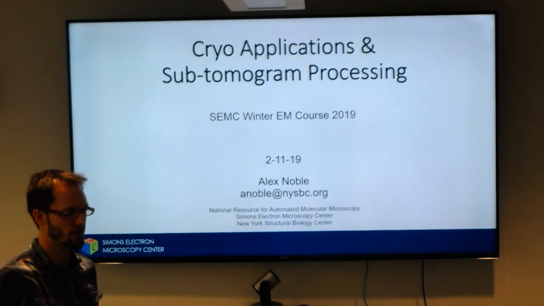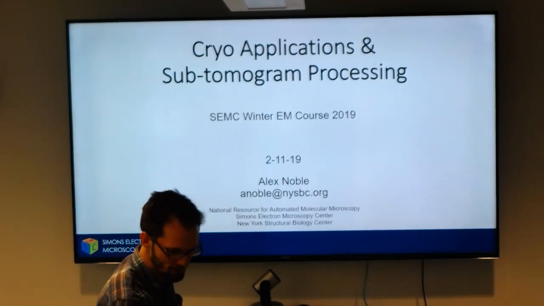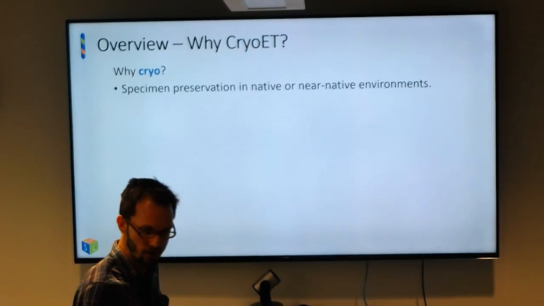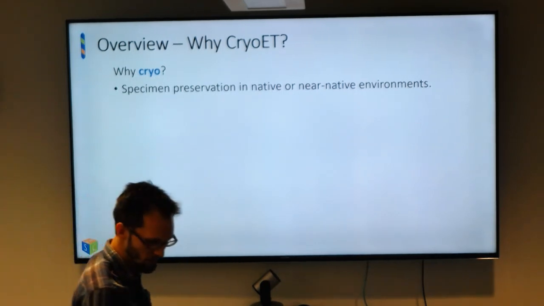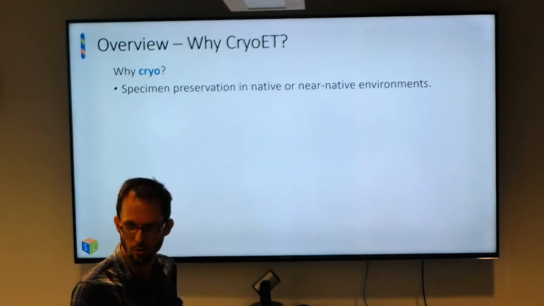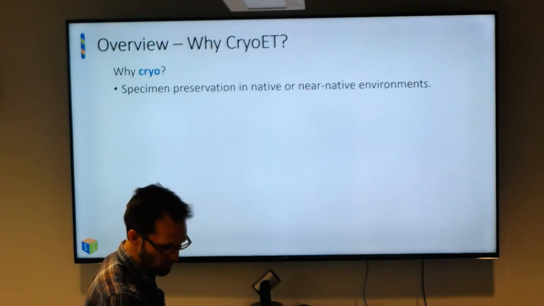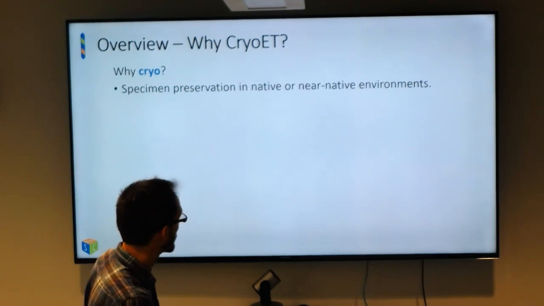Okay, great. I'm going to probably overlap with some stuff that Wei Dai talked about, but that's fine. So good reinforcement learning. All right, so why do we do cryo? Because we want to have our specimen preserved in near native or maybe even native conditions. And this is particularly useful when you're doing tomography because you can get inside cells or reconstituted environments and identify stuff at like nanometer resolution.